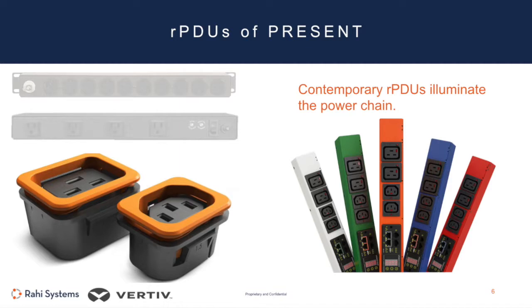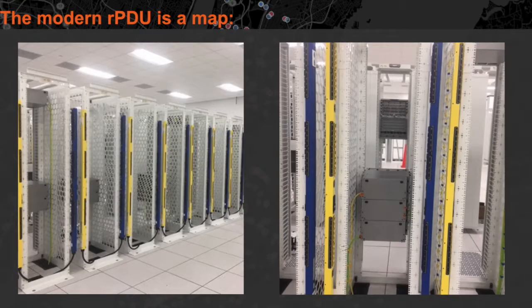In this case, the modern rPDU is very much like a map, and much like the visualization that we see here. And in providing a map, we're hoping to provide a guide to our technicians who have to commission and maintain hardware deployments. So in this example, we have alternate colors for both our A and B feeds. This customer in particular, as you can see, chose blue and yellow to designate their A and B feeds.